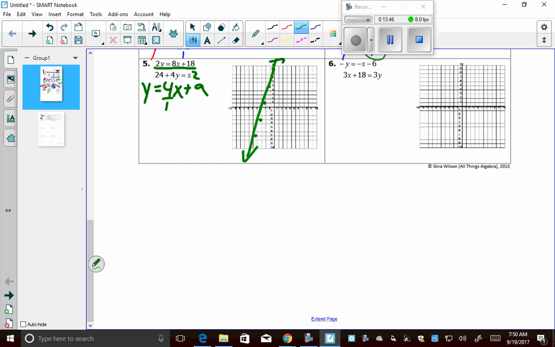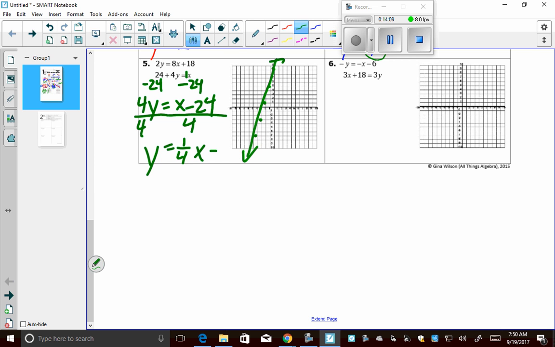So on my next problem, I can't divide by anything because I don't have a number in front of the x. So I have to actually solve for y. To solve for y, I'm going to subtract 24. So I'm going to be left with 4y is equal to x minus 24, and then divide by 4. So I get left with y equals 1 over 4x minus 6.